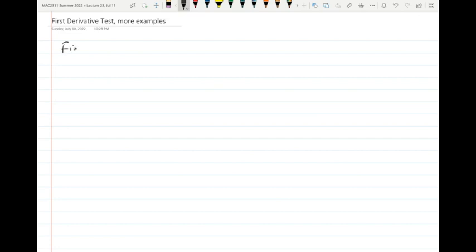So find monotony. The word monotony is just a fancy word for increasing, decreasing, or constant, okay? It's just what's the monotony of the function. Whether it's going up, down, or staying the same. So find monotony and relative extrema.